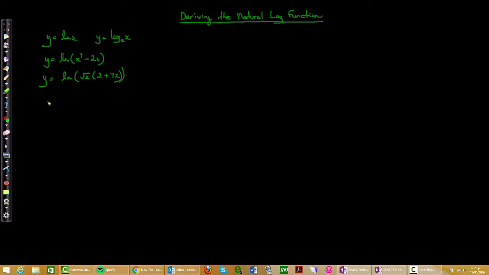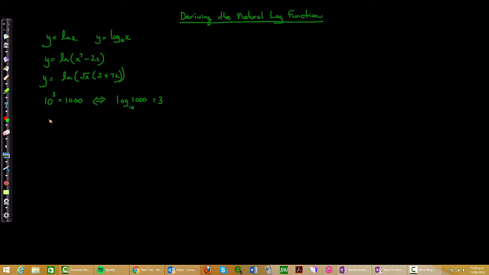Now, one thing about logs is that they are simply a different way of representing an indices statement. So, for example, if I had the indices statement 10 to the power of 3, which we know is equal to 1,000, well, the equivalent log statement, the log of 1,000, is the power to which the base was raised. So that's equal to 3. But we need to indicate what base we're working in, and that's base 10 in this case.